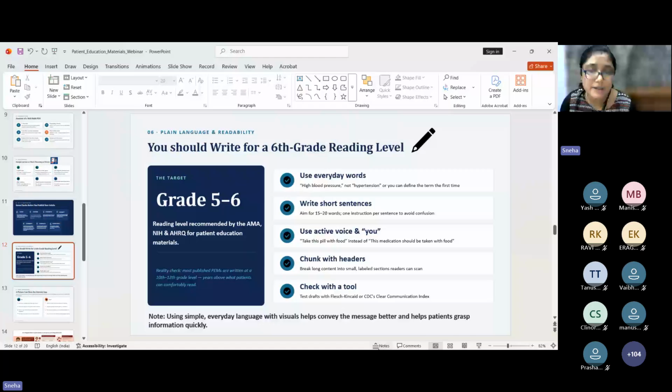Now, chunk with headers. Break long content into small labeled sections readers can scan. And check with a tool. Test drafts with the CDC's Clear Communication Index, or there are various tools like Hemingway. In the era of AI, you have Hemingway, which lets you check the readability. How is your readability? Using simple everyday language with visuals helps convey the message better, and it always helps patients grasp information quickly.